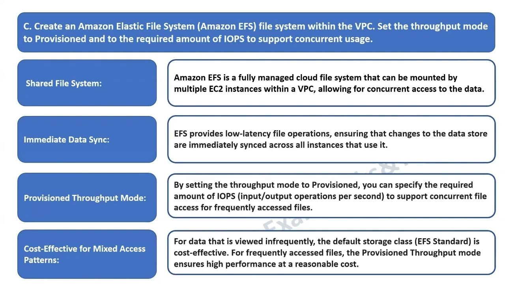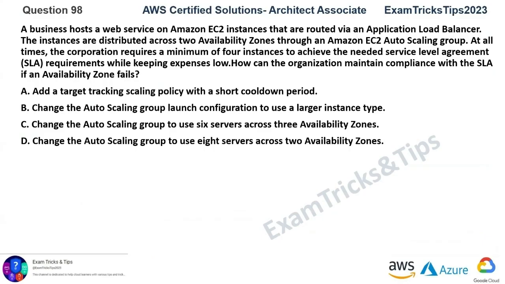So that's everything on this particular question. Let's move to the next question. Question number 98. A business hosts a web service on Amazon EC2 instances that are routed via an Application Load Balancer. The instances are distributed across two availability zones through an Amazon EC2 Auto Scaling group. At all times, the corporation requires a minimum of 4 instances to achieve the needed SLA requirement while keeping expenses low. How can the organization maintain compliance with the SLA if an availability zone fails?